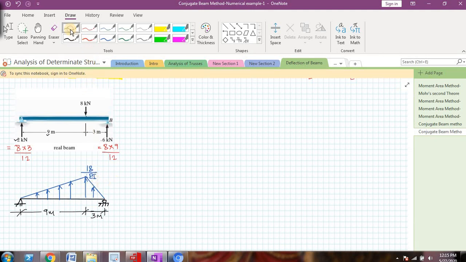Now you can see here I have drawn these M by EI diagram, and the loading on the conjugate beam is all upwards, that is away from the beam. Why? Because you have to remember whenever the bending moment is a positive one, the loading will always be away from the beam. We'll see some more examples so that it will be much more clear to you.